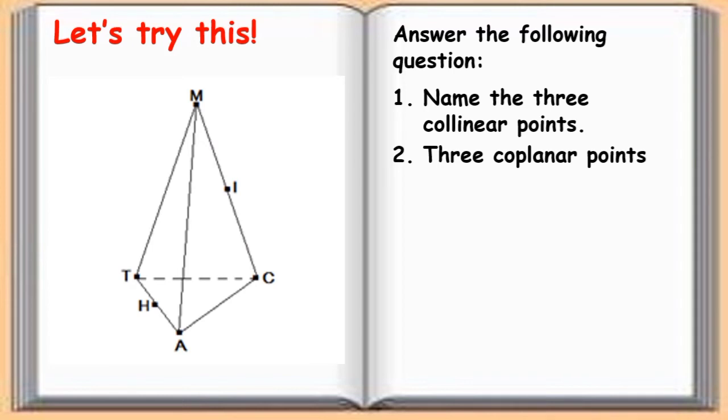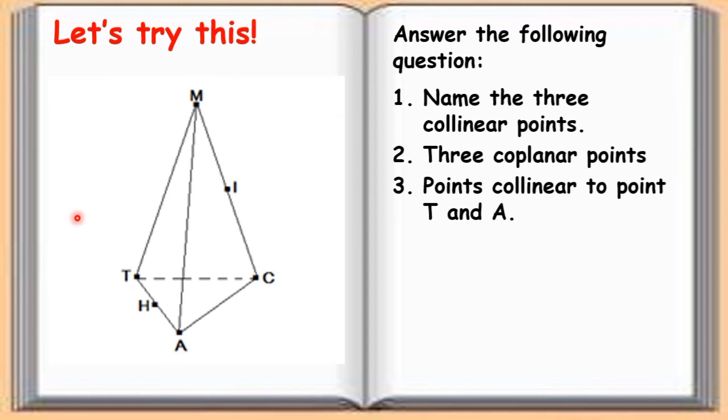Next is, can you name the 3 coplanar points? So when we say coplanar points, these are points that are found on the same plane. So there are a lot of coplanar points there, but you can name at least one. So one of those is points M, C, A. Next is T, M, A.